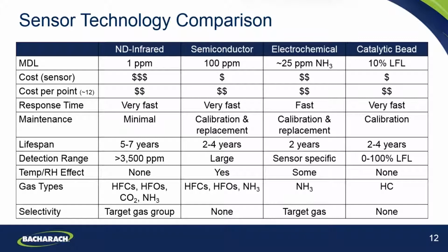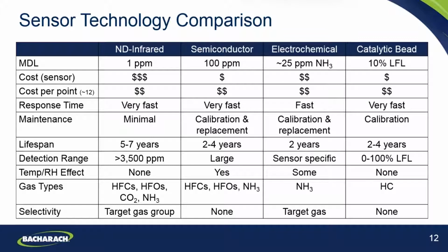Catalytic bead sensors, you're typically looking at around 10% of the lower flammability limit as the lowest feasible measurement you can get. Of course, there are cost differences with the sensors. The infrared sensor is the highest cost on a sensor level, with the semiconductor and catalytic beads being lower cost, electrochemical falling in the middle there.